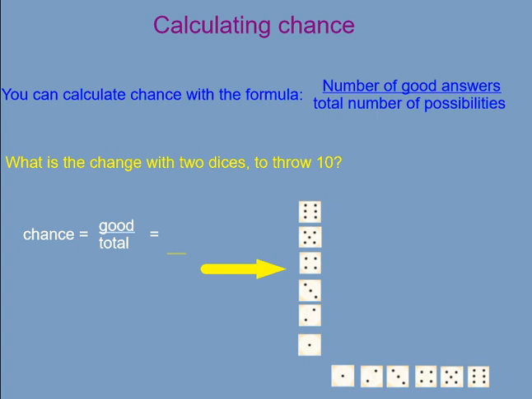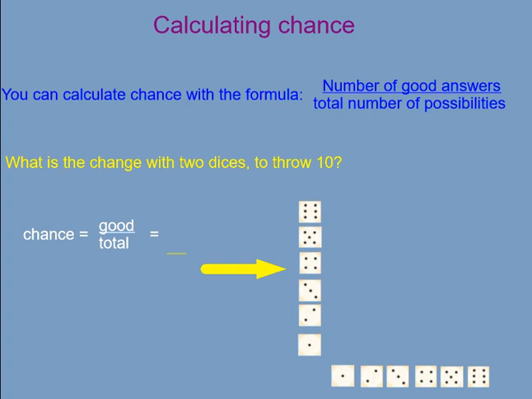To calculate chance, you have to use the formula: number of good answers divided by number of total possibilities. To make it shorter, you can just say good divided by total. So the question is, you have two dice, and what's the chance that you throw 10?